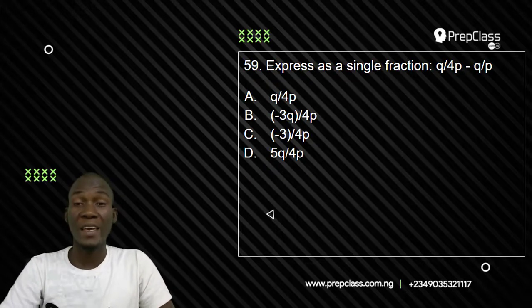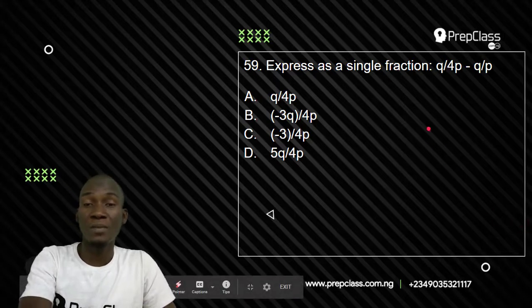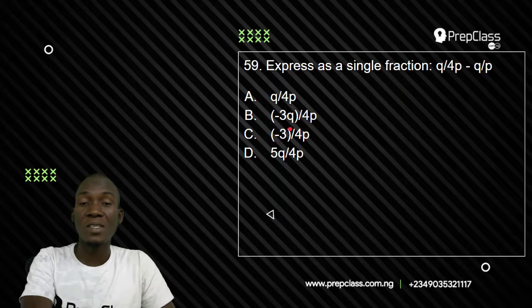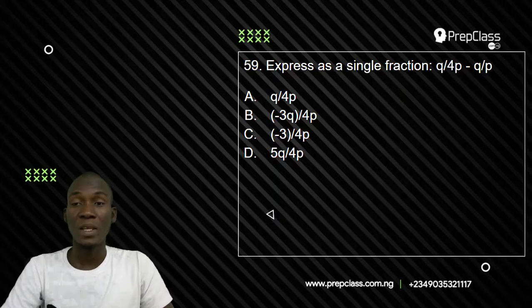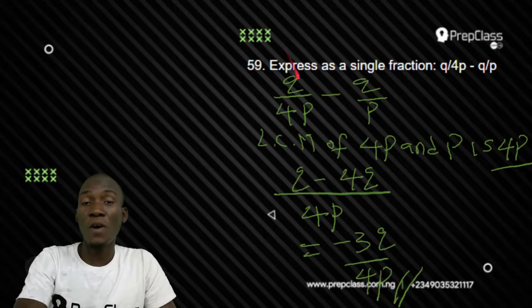Question number 59. Express as a single fraction q over 4p minus q over p. A, q over 4p. B, minus 3q over 4p. C, minus 3 over 4p. D, 5q over 4p. This is a question on fractions. So we need to combine the fractions into a single fraction. Now to do this, we have q over 4p minus q over p.